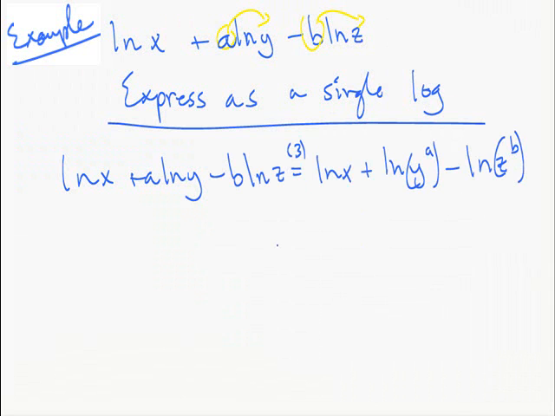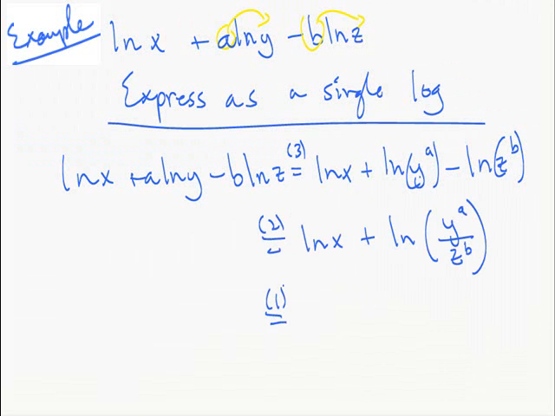Okay, now let's go ahead and combine these two with subtraction by using property 2. This is going to be equal then to the natural log of x plus, remember, the natural log of something minus the natural log of something else. We can write that as a single log, y to the a over z to the b. Okay, that's true for the log of any base. Just make sure that the bases are the same.